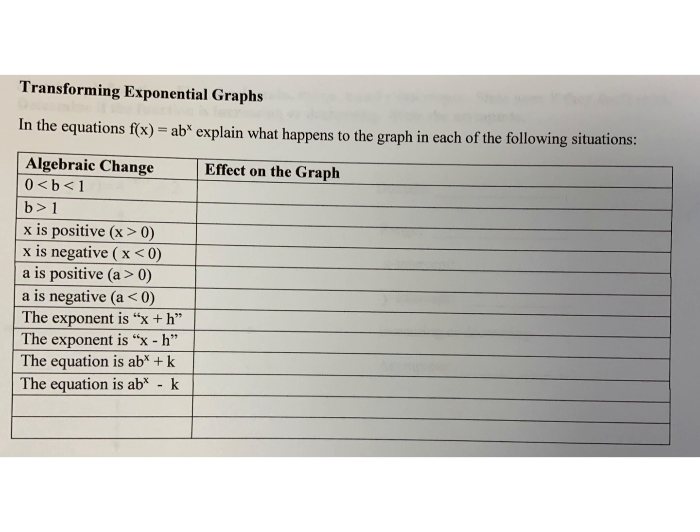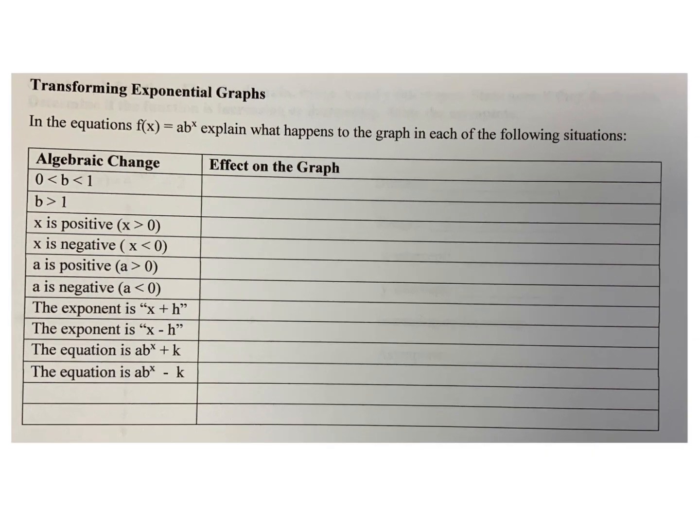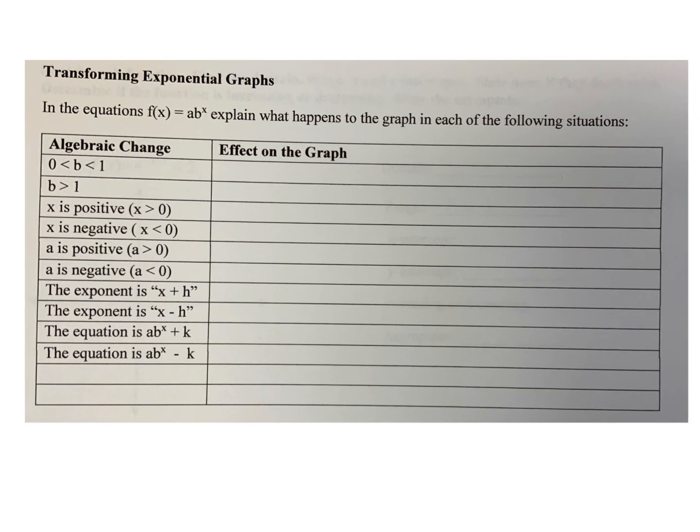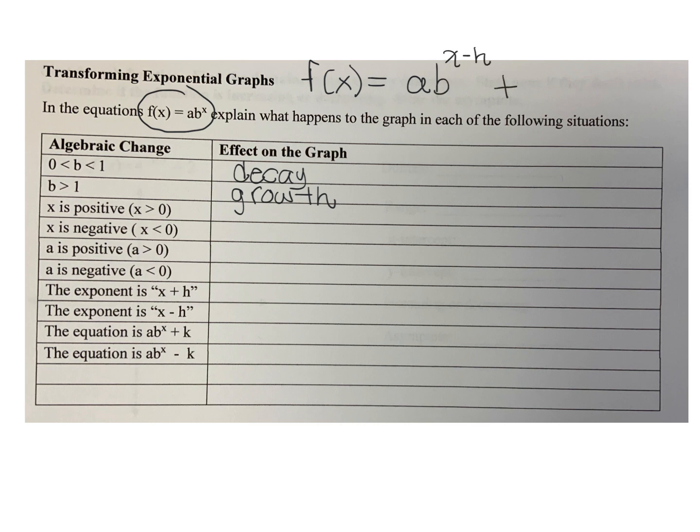Okay, so let's just recap what we've done. If my B is between 0 and 1, we know it's a decay. If the B is greater than 1, it's a growth. And I just want to rewrite the formula up here real quick. I'm going to rewrite this formula as f of x equals a b^(x minus h) plus k.